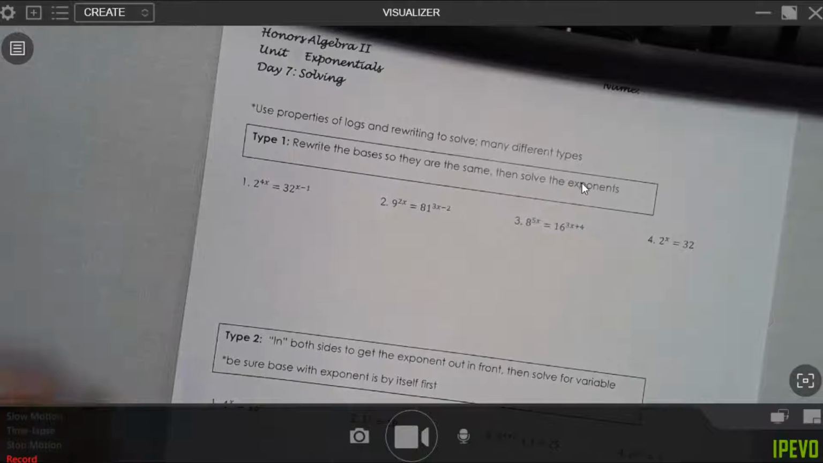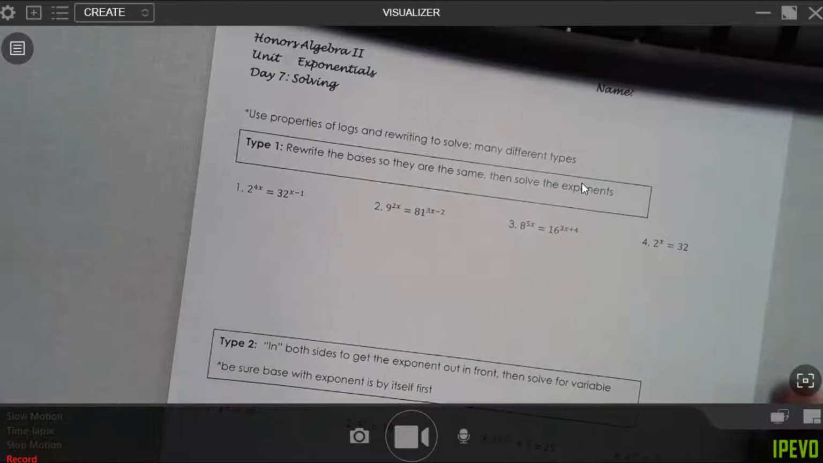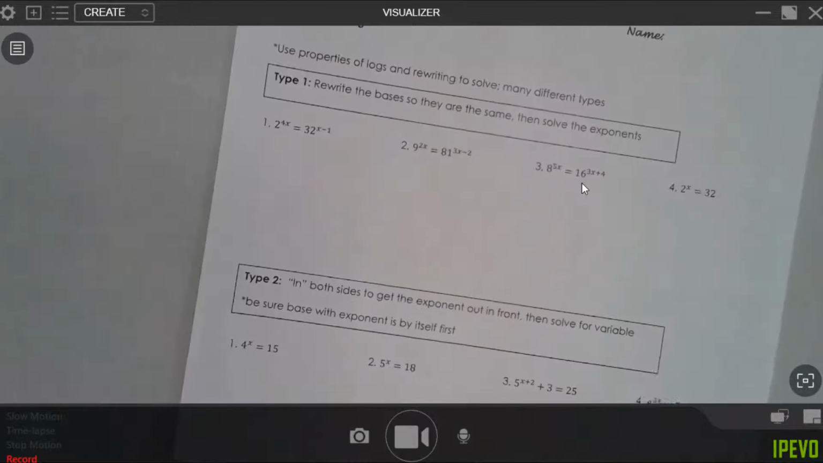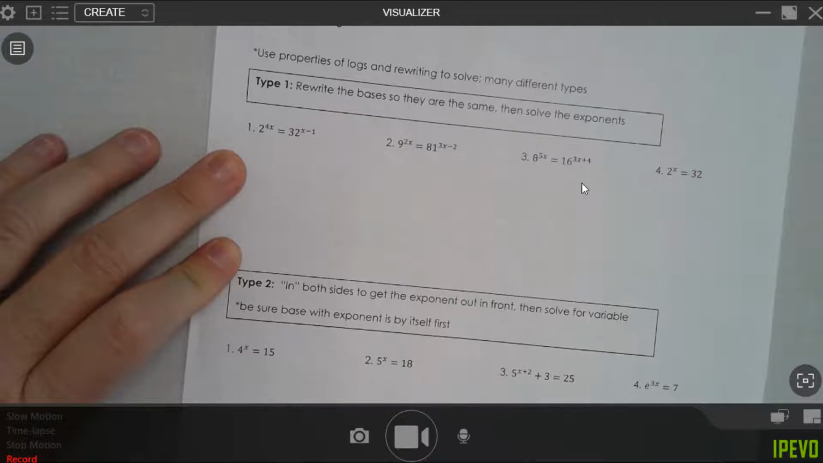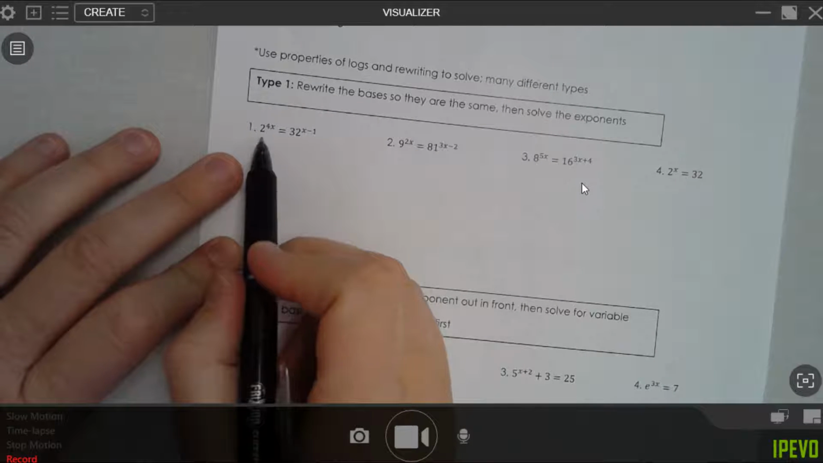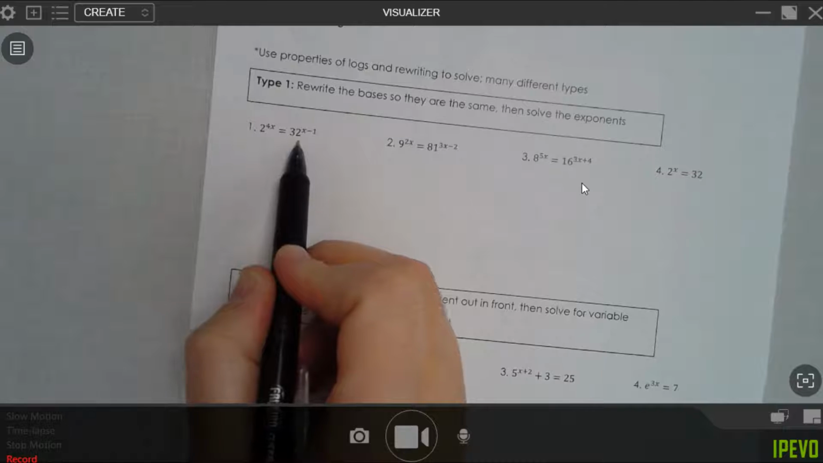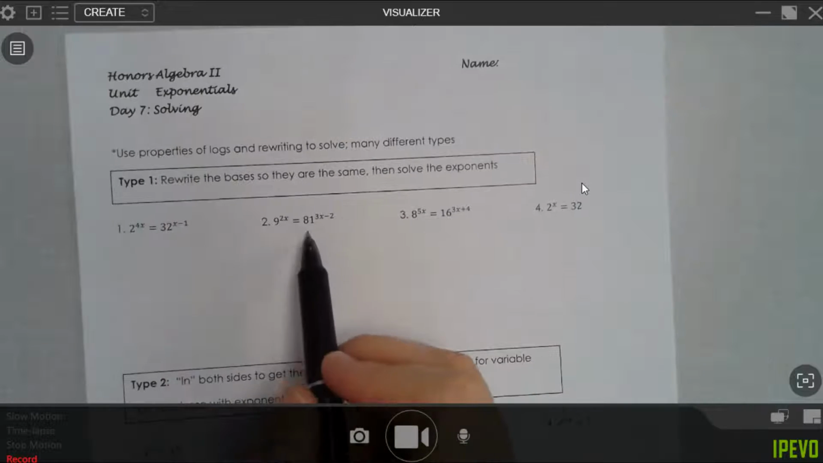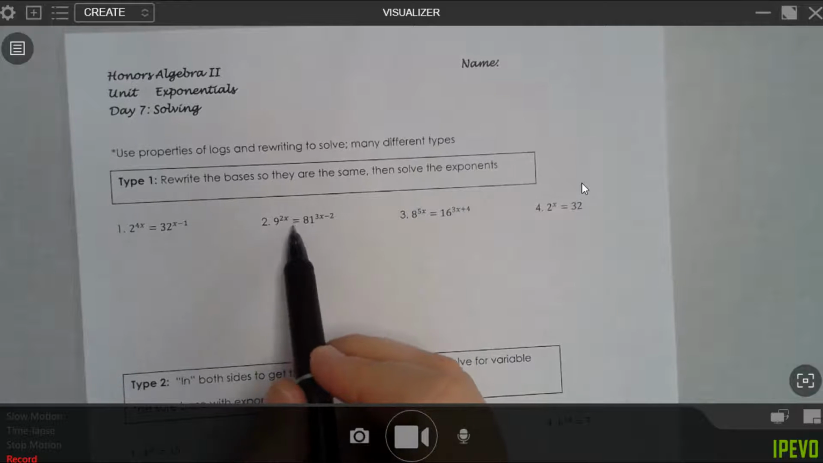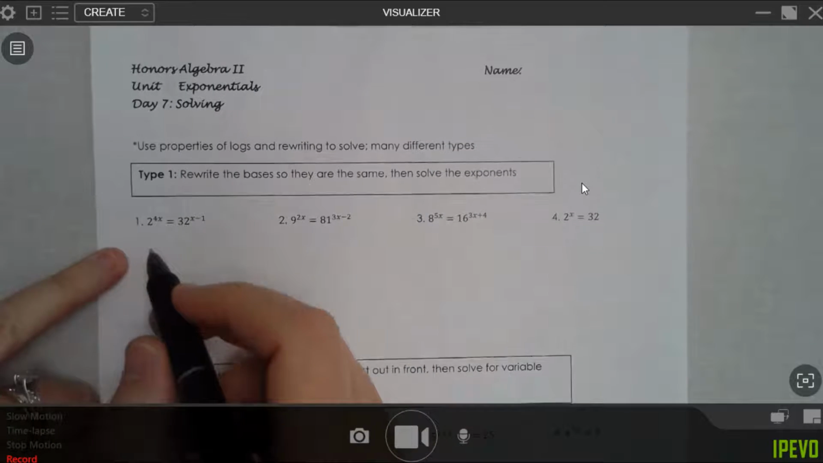All right, so today we're going to be working on solving exponential equations. We broke them up into a bunch of different types. Our first type right here is when you have a base with an exponent. 2 and 32 are multiples of each other. Like 32 can be written as 2 to a power, and like 81 can be written as 9 to a power. So when you can do that, we're going to rewrite it and just solve our exponents.